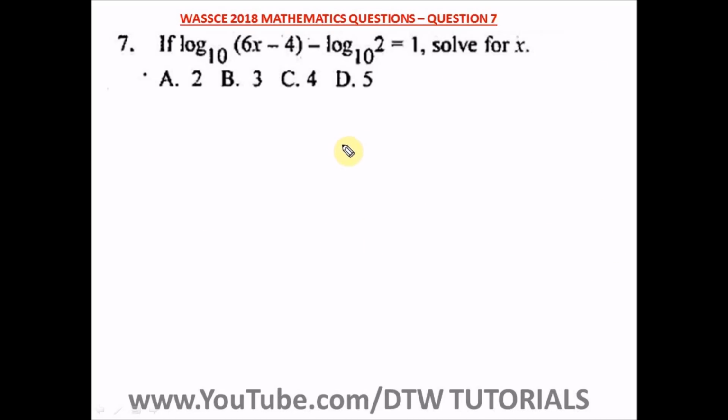Question 7 of the WASSCE 2018 Mathematics Past Question, that's your WAEC exams. It says if log 10 bracket 6x minus 4 minus log 10 2 is equal to 1, solve for x.